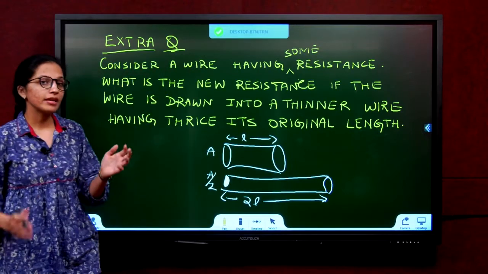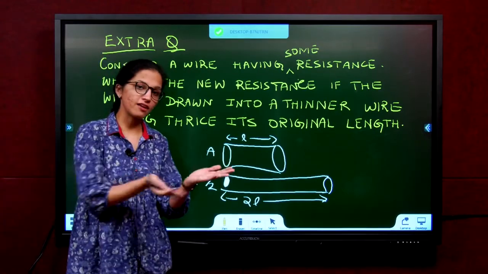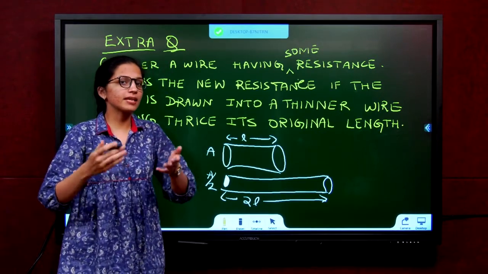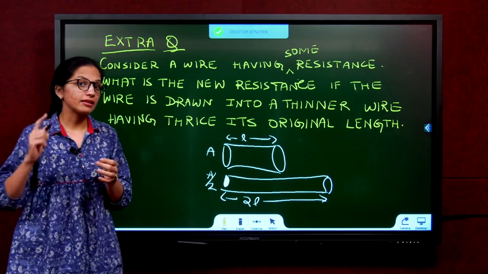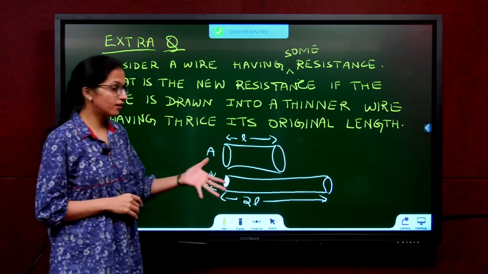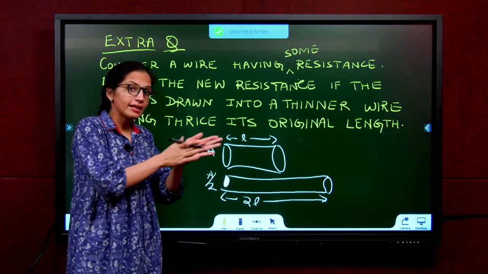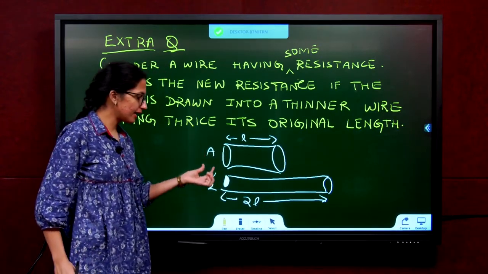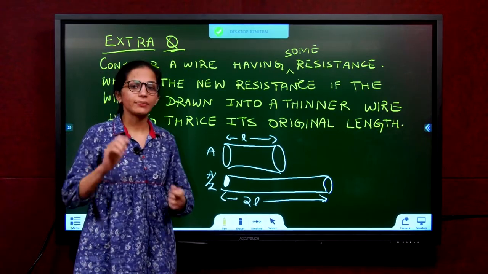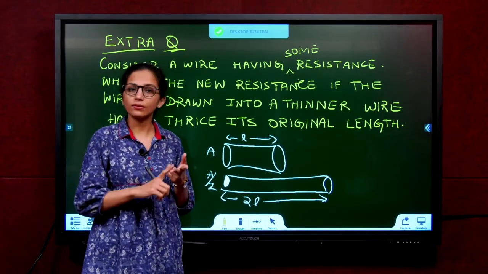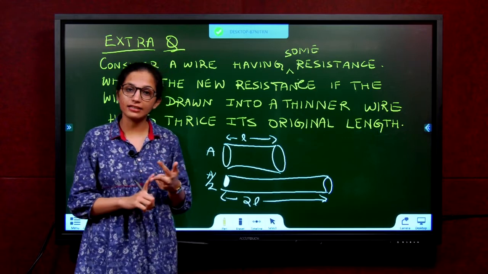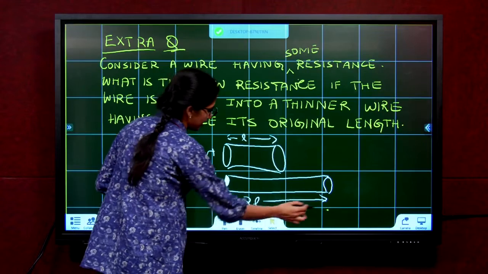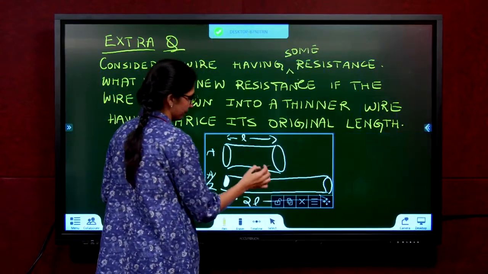Understand carefully. In the previous section, we doubled on itself, tripled on itself. That was area increasing. A became 2A and 3A. Length was decreasing, division. Here it's the opposite. I am expanding it, or drawing the wire. So what is happening? Area is decreasing, length is increasing. If area decreases, length will increase. If length is increasing, area will decrease. Okay, so in this part, read this question carefully.